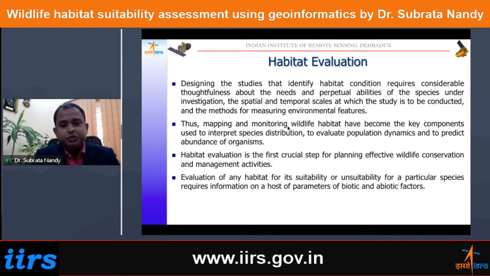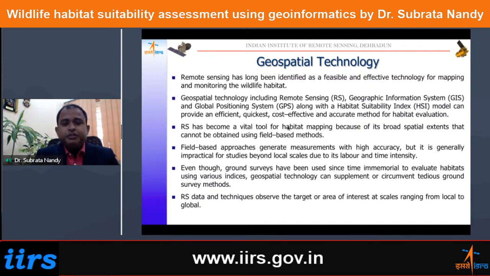Habitat evaluation for suitability or unsuitability of any species requires a lot of information about its biotic as well as abiotic environment. Now comes the role of geospatial technology. Remote sensing has been identified as the most effective technology for mapping and monitoring of wildlife habitat. Geospatial technology, which includes remote sensing, GIS, and GPS, along with the habitat suitability index model, can provide a quick, efficient, and cost-effective method for evaluation of habitat of any species.